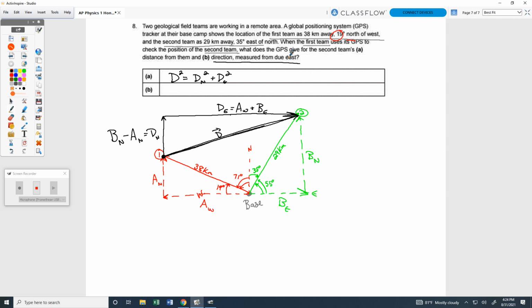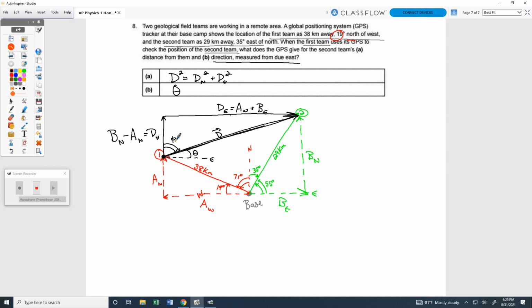The harder one is to find the direction measured from due east. The way I have my picture drawn, I would probably find this angle, I'll call it phi, which is how many degrees from the north line you are, because that's the easiest way to find that. But they actually want you to find theta. Theta, if I draw a little dotted line here, if this is my east line, this is what theta would be. Well, here's the nice thing is theta and phi are complements to each other.